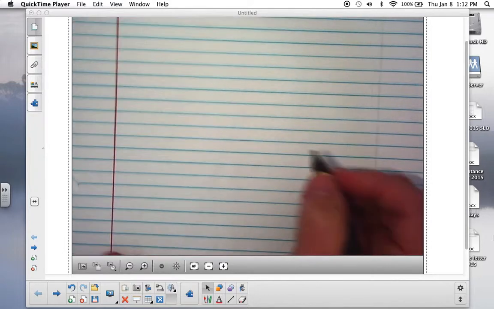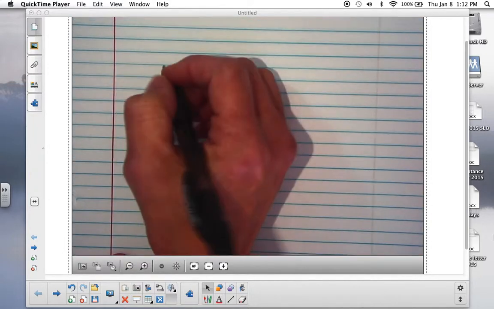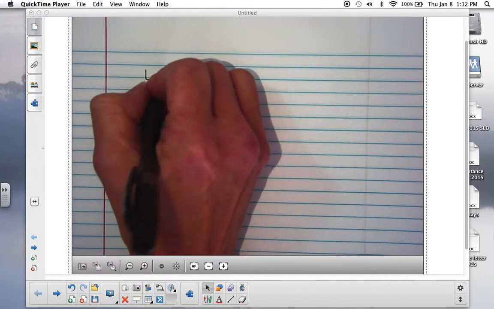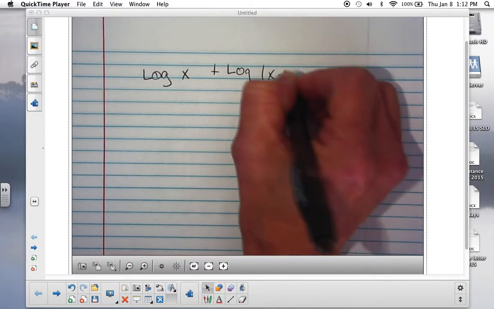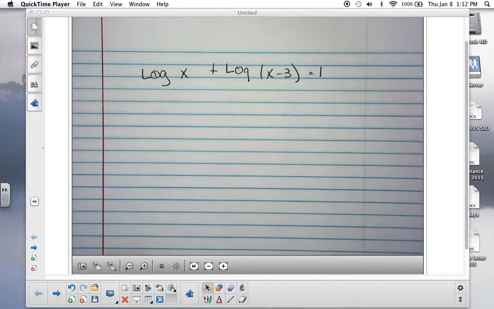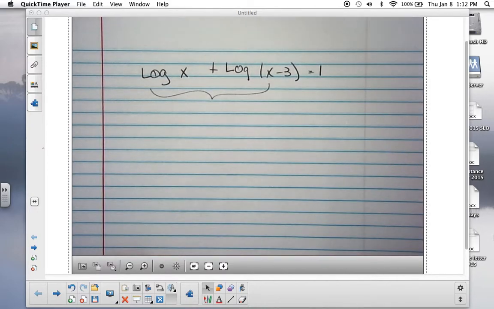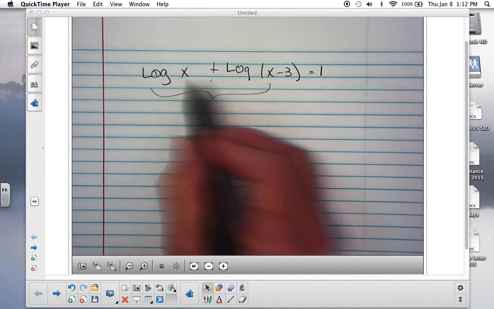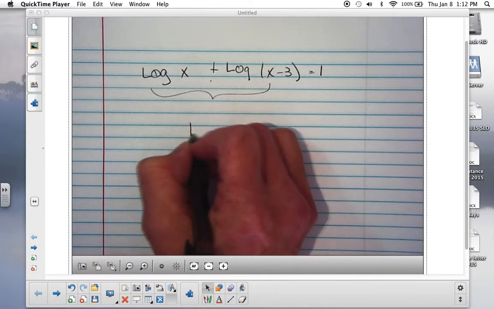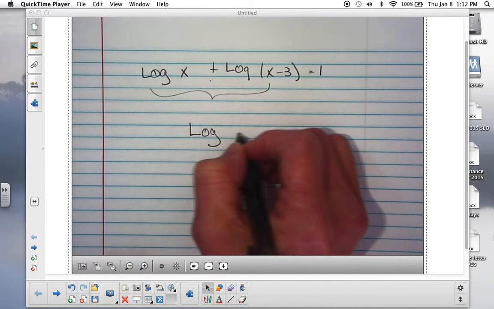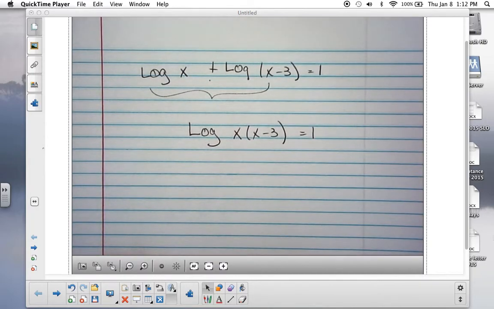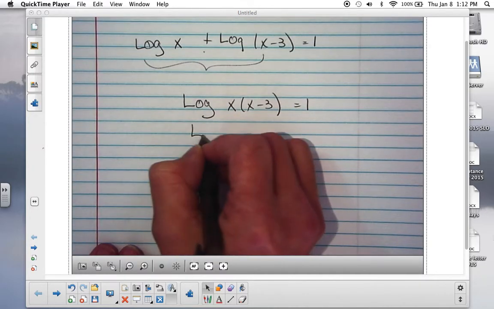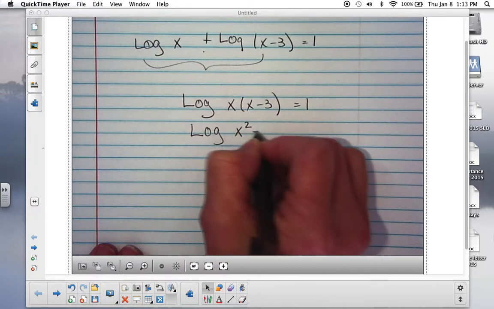And then our last possibility is, well, what if logs are only on one side, not on the entire thing? So let's say I've got log x plus log x minus 3 equals 1. I'm going to apply my log law right here, which says if I've got addition, I'm really going to do multiplication. So I'm going to combine that together, and I will get x times x minus 3, because I'm going to multiply them. I'm going to make one more line which just does x squared minus 3x.